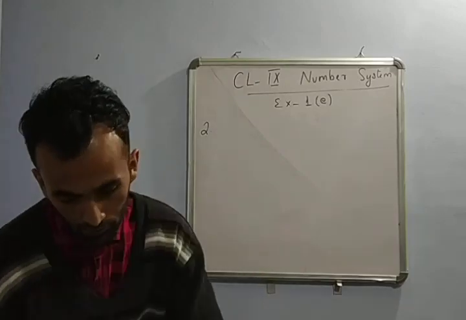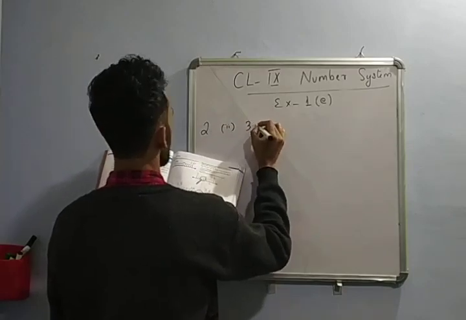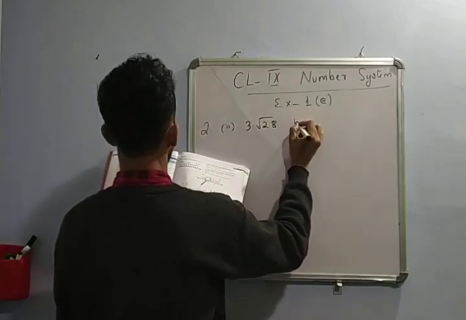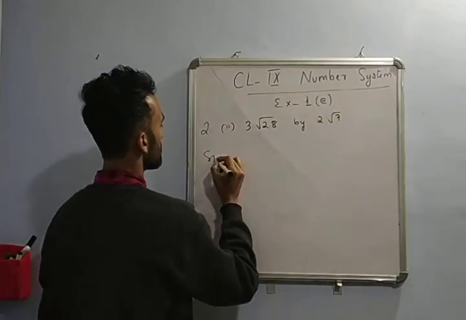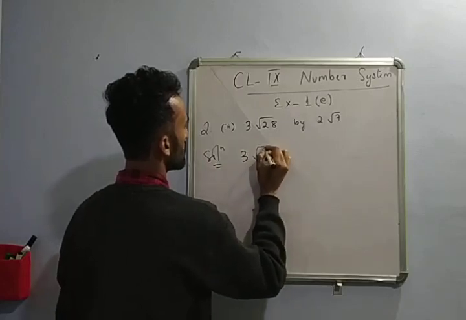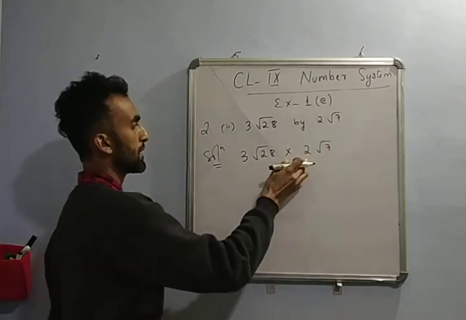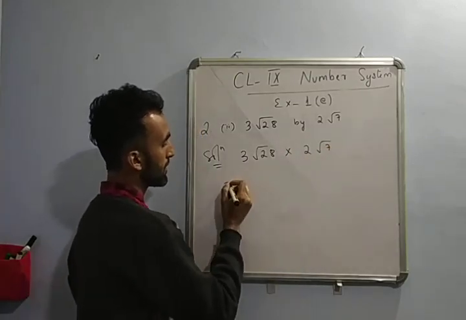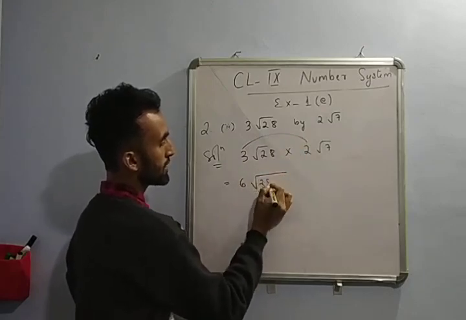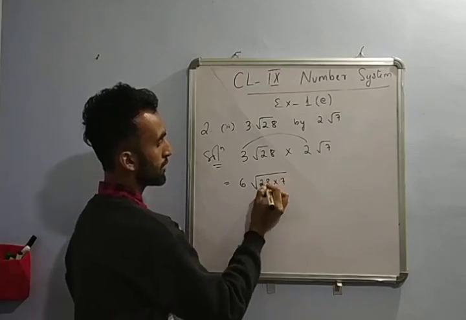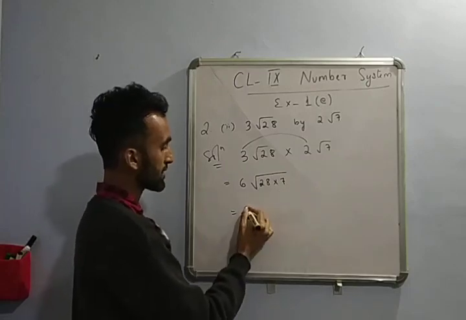Sub number 2. It is 3 root 28 by 2 root 7. Solution. 3 root 28 into 2 root 7. So you don't have to think. You can just multiply. Because multiplication, I already told you can multiply. 3 2s are 6. Root over 28 into 7. 28 and 7 I multiply. I will not multiply 28 into 7. I find out the factors.